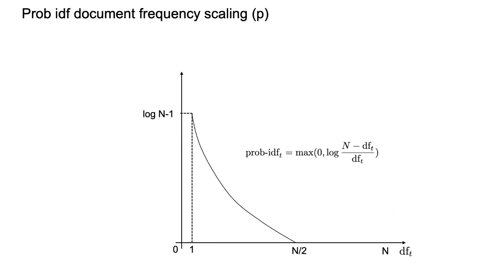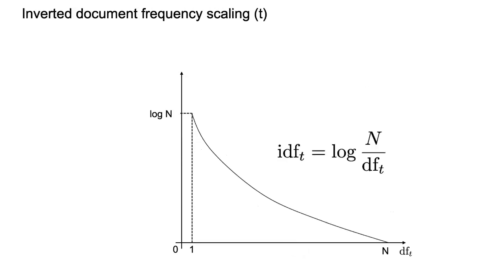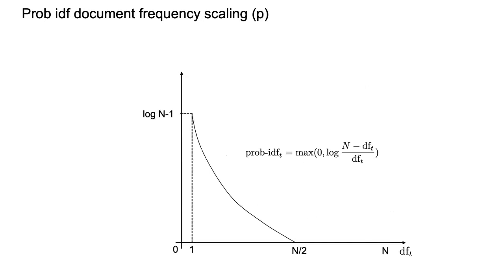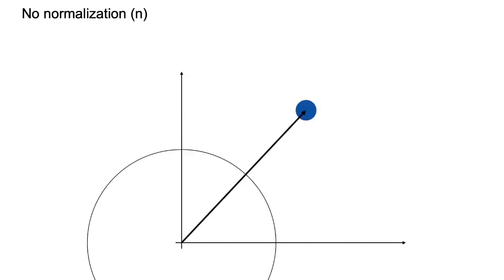Then we have the probabilistic IDF document frequency scaling, that's called P. It's the max of 0 over the log of whatever, but basically what it does is that instead of ending with n, it ends with n over 2. I'm not going to tell you more about this, but we'll learn about it in a few weeks if we have time, when I show you the probabilistic information retrieval systems, because this is how we can actually compute this with a probabilistic approach. But I'm leaving it aside for now, and that's called P.